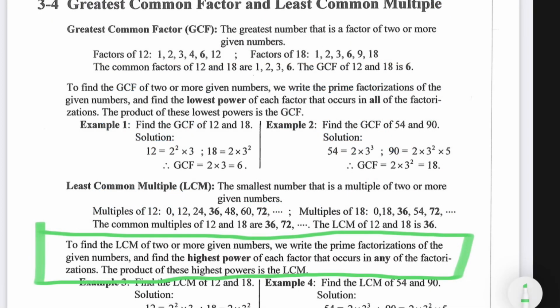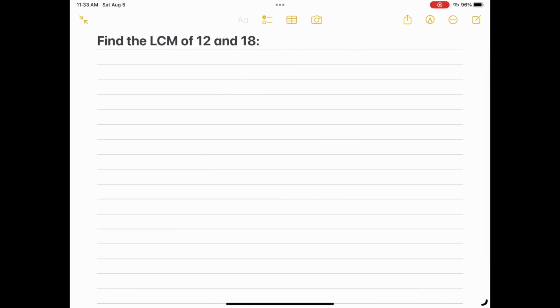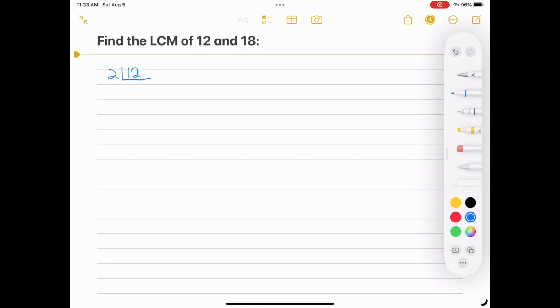Back to the textbook. To find the LCM of two or more given numbers, we write the prime factorizations of the given numbers and find the highest power of each factor that occurs in any of the factorizations. The product of these highest powers is the LCM. Find the least common multiple of 12 and 18.